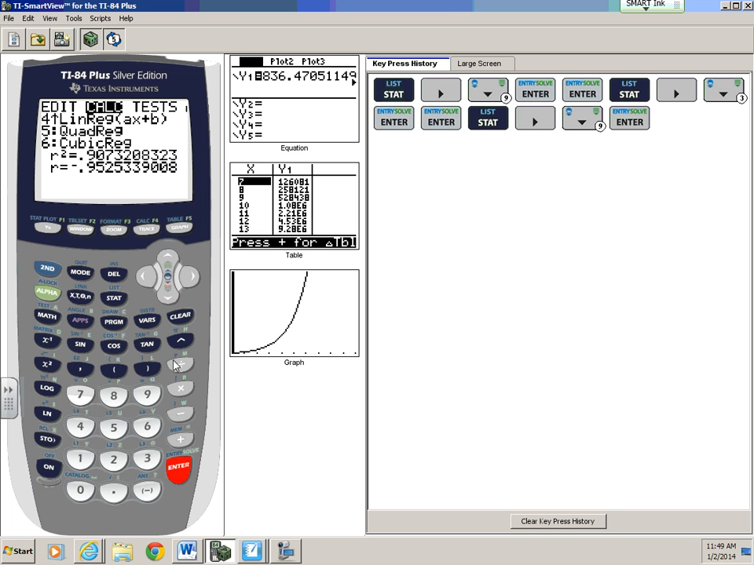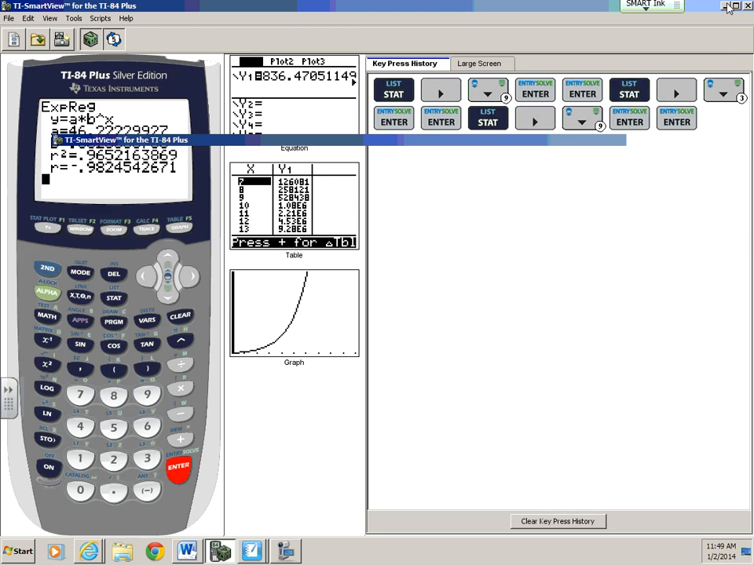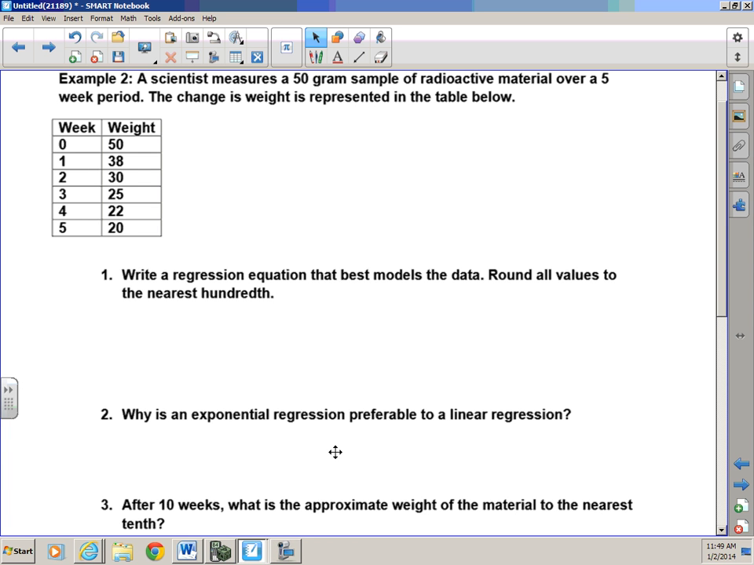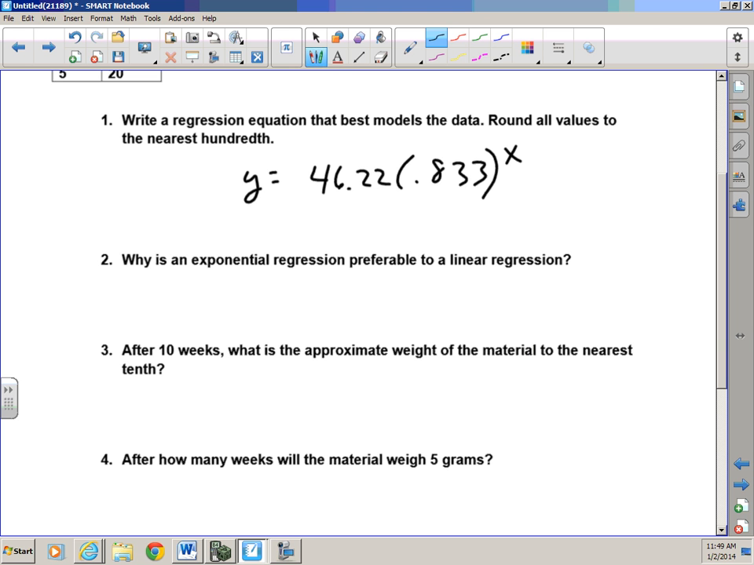So filling in our data on our notes. Now we know it's an exponential regression. So my equation is y equals 46.22 times 0.833 to the x power. Why is exponential preferable? Because it's negative 0.98 versus negative 0.95.